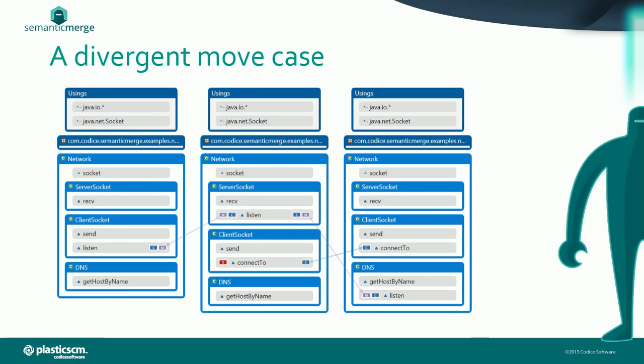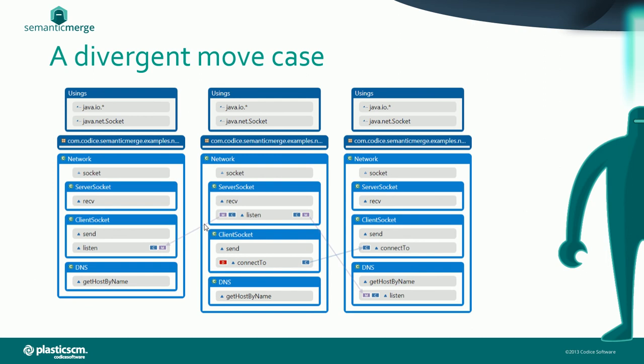Now let's take a look at a second and a little bit more complex example. Here we have what we call a divergent move. We have a method listen that is going to be moved to the client socket class and the DNS class at the same time by two different developers. The part in the center of the diagram is how the file was, and the two on the sides are the two contributors and how they made a modification. So the listen method is moved and also modified by both contributors. And we also have a connect to method that is deleted by one of the contributors and changed by the other. You see how in this diagram we can just follow the lines to see what happened.